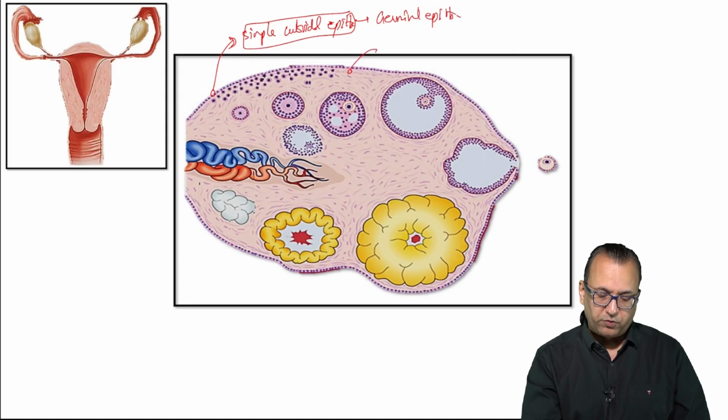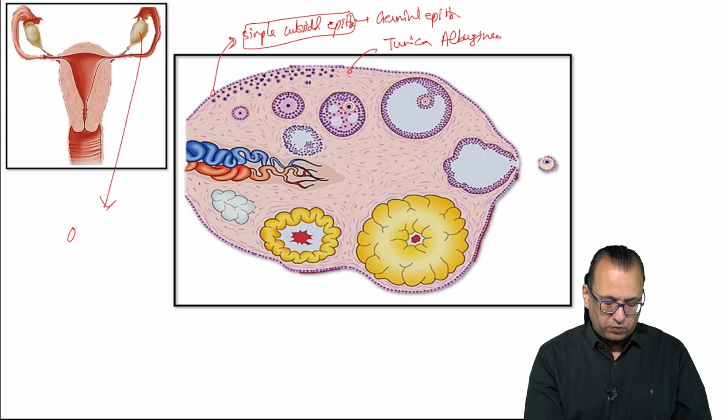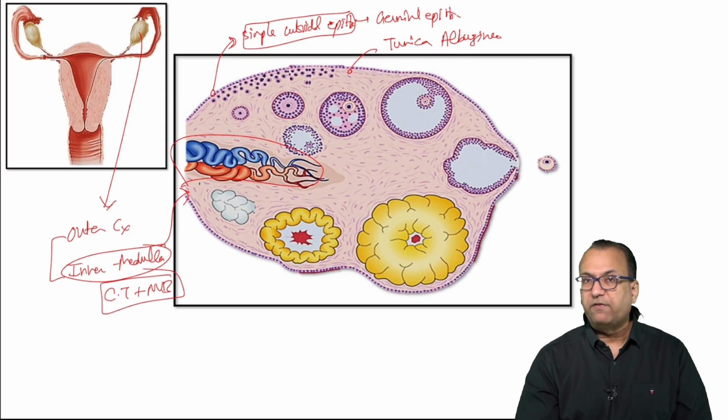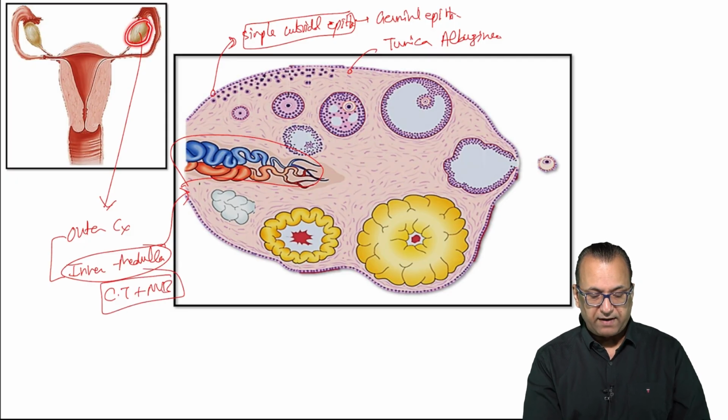Now deep to that will be tunica albuginea. So there is some connective tissue deep to that, and that is tunica albuginea. And then if you look at the ovary, ovary has outer cortex and deeper inner medulla. If you look at the medulla, this is the medulla where you will have connective tissue plus neurovascular bundle. So once again we can repeat, ovary will have outer cortex, inner medulla.